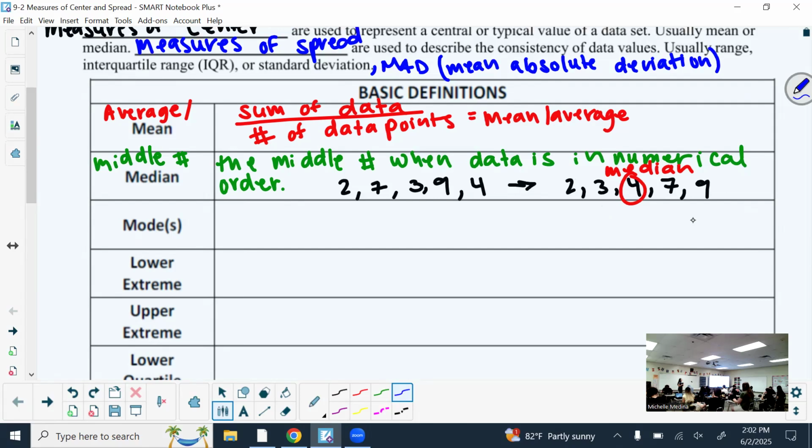What does mode sound like? So why over there? You told me that there was no mode in that set of data. How do you tell? You're right, there isn't a mode. Because mode is what?